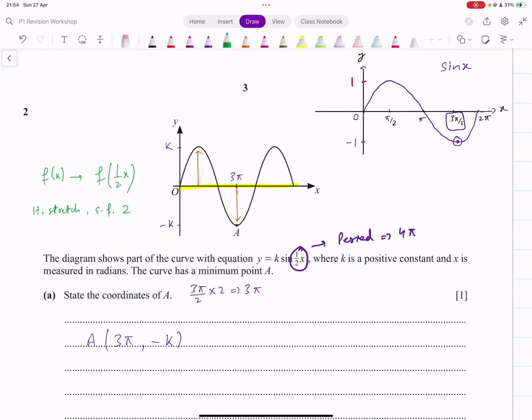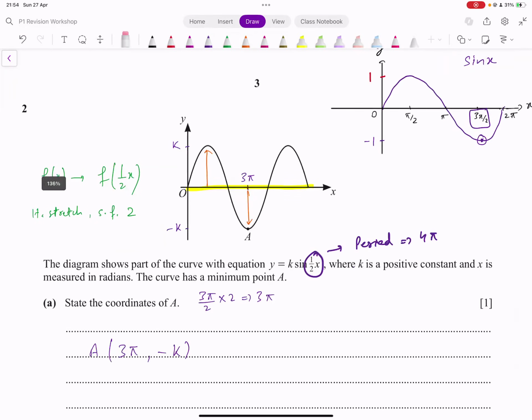Now, the y coordinate, just like in the previous example, is going to be minus k. Why? Because we've got k multiplying outside. So the amplitude is k. So this point here has to be minus k. What about the x coordinate? How do you figure that out?